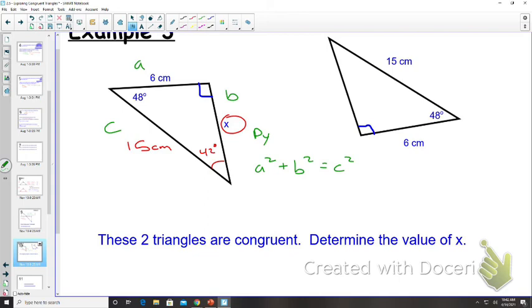theorem. Theory. I can't speak today. Pythag theorem. Theory. Oh, it is theorem. Never mind. Okay, Pythag. That's sad.